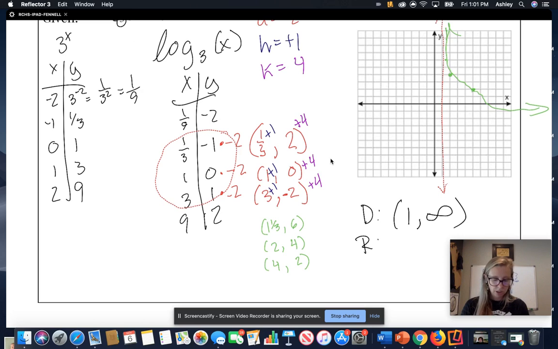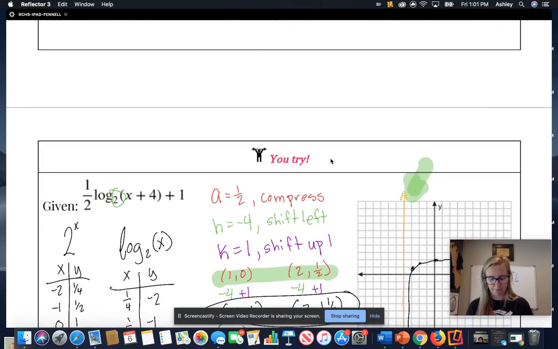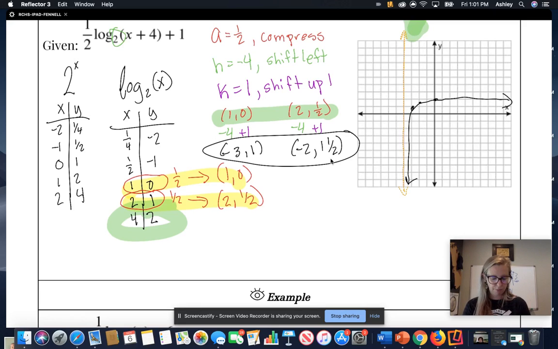Our range has no limit. There is no horizontal asymptote on a logarithmic function. So our range is just going to be all real numbers, or you could also say from -infinity to +infinity. That would be fine as well. Okay, down here, again, our domain is restricted because we have that vertical asymptote there. That vertical asymptote has shifted to -4. So our domain goes from -4, not included because it's an asymptote, all the way to infinity and beyond.